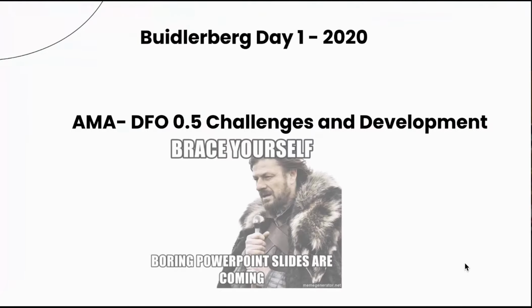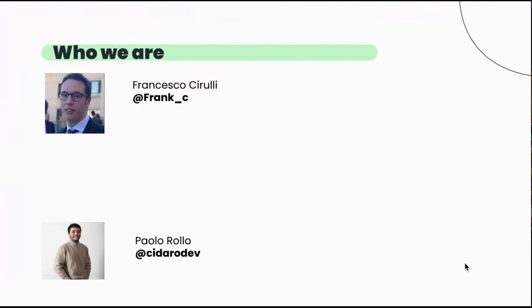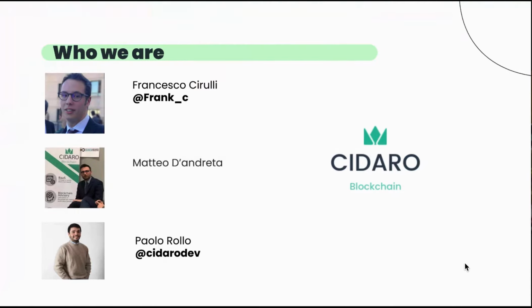Brace yourselves because boring PowerPoint slides are coming. Who are we? We are Paolo Rollo and Francesco Cirulli, also known as Orbulo and Frank, and we are two of the co-founders of Sidaro. The third guy, Matteo D'Andretta, is not here with us because he is not currently focused on this kind of development. We are also known as the Grove Street team on the DFO development side.